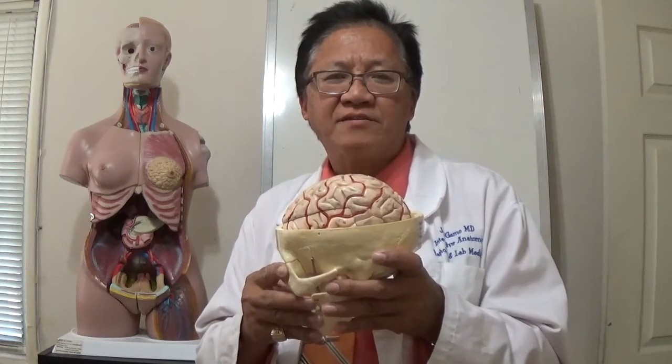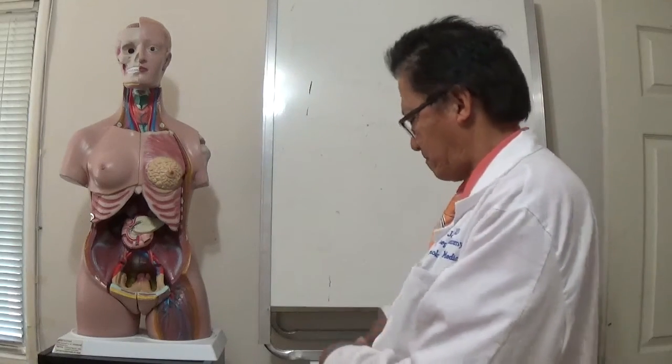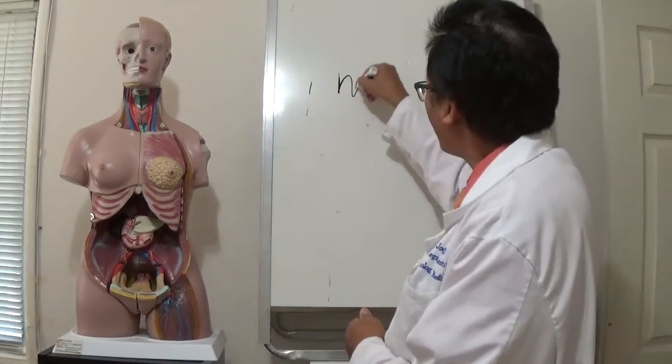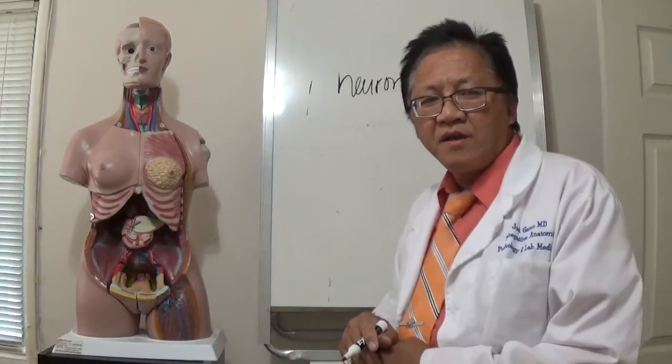Do you know that the human brain is made up of billions of cells? These cells are called neurons. Neurons are important because they are responsible for the transmission of nerve or electrical impulses. As you can clearly see here, a neuron makes up the billions of cells found within the brain.